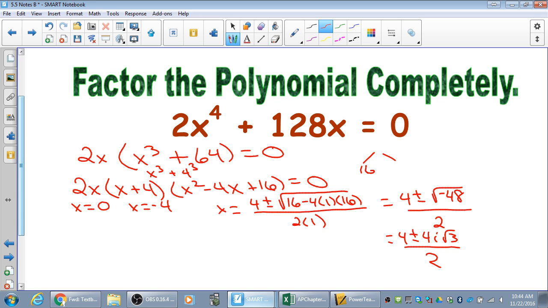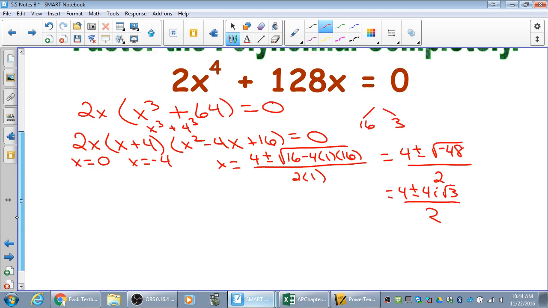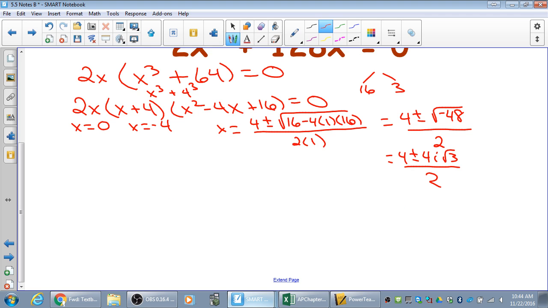48 is 16 and 3. The biggest perfect square is 16. 4's in there, that's not the biggest. So 16 and 3, square root of 16 is 4. That's on the outside. And then we have square root of 3 on the inside. All of these are divisible by 2.